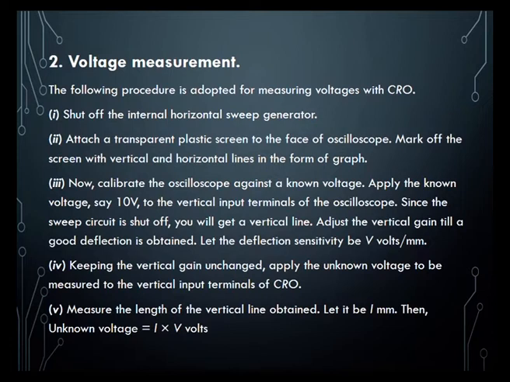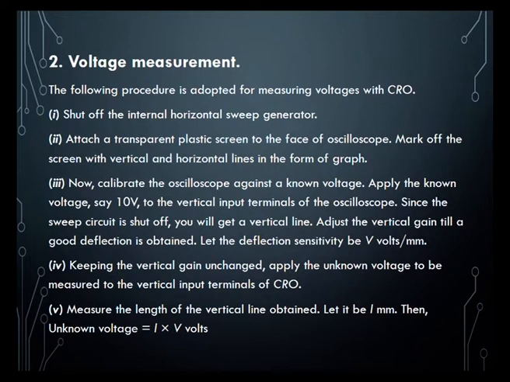So, we will be able to get only the vertical lines, because the sweep generator is shut down, so there will be no horizontal line. Adjust the vertical gain till a good deflection is obtained. Next, let the deflection sensitivity be V volts per millimeter. We will get the gain as well as the voltage.